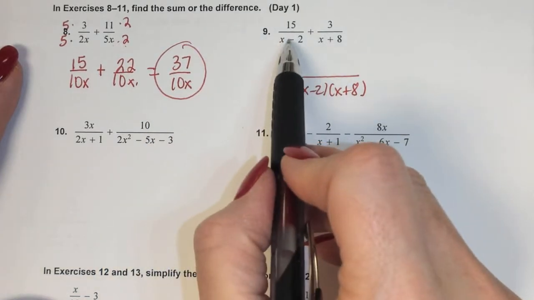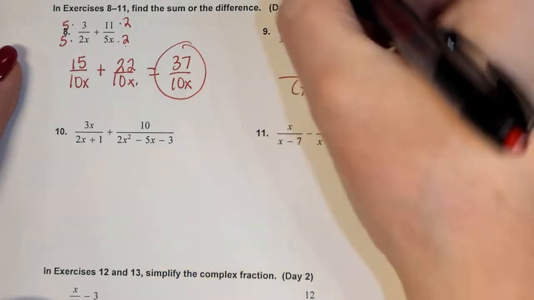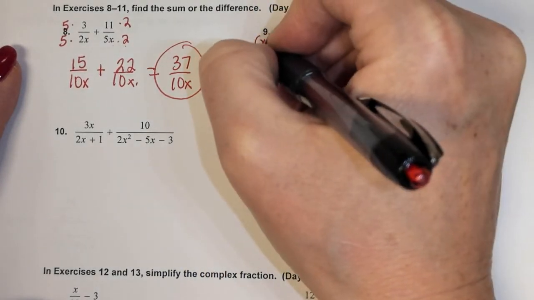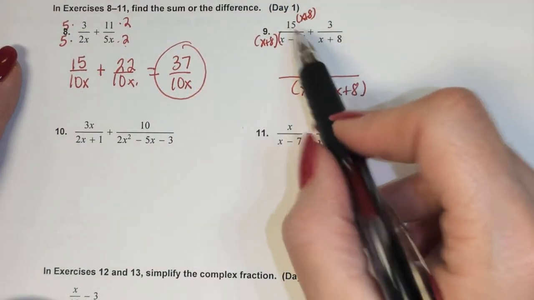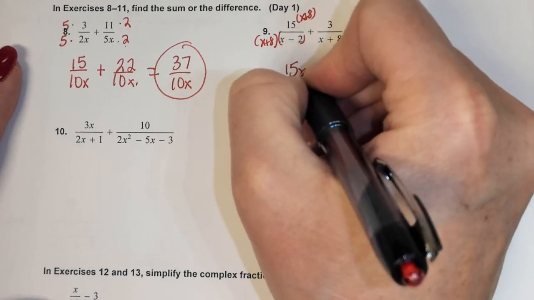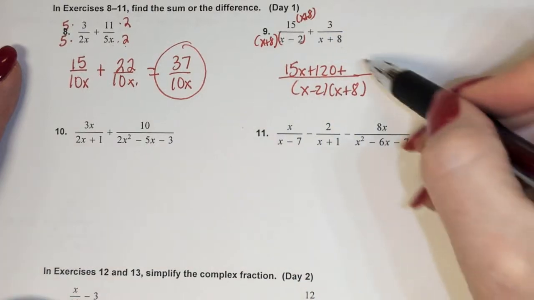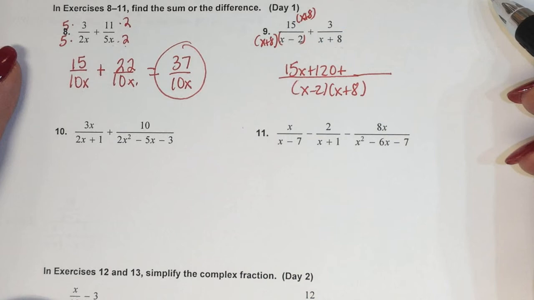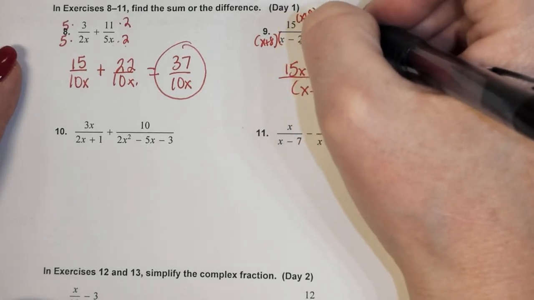All right, so what factor is this one missing? X plus 8. So I'd have to multiply it by x plus 8 on top and x plus 8 on bottom. All right. So that's 15x plus 120. All right, what about the second one? What are we going to multiply that by? X plus 2, good. So I'm going to multiply by, or x minus 2 rather.